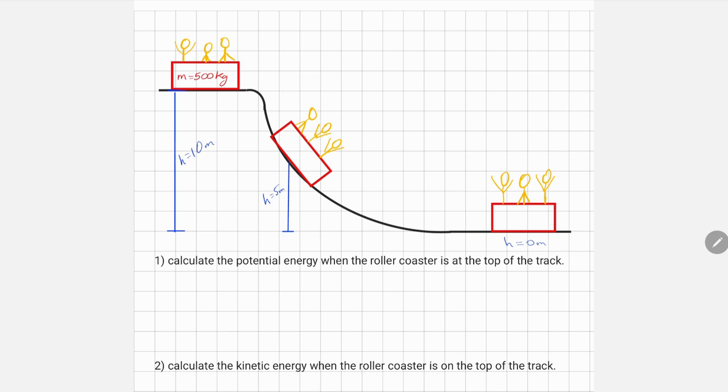So calculate the potential energy when the roller coaster is at the top. We use the simple potential energy formula, PE equals mgh. And we already have the mass of the roller coaster. It's right here. So the mass is 500 times the gravity, which is 9.8, times the height, which happens to be 10. We plug these numbers into our calculator and we get 49,000 joules.